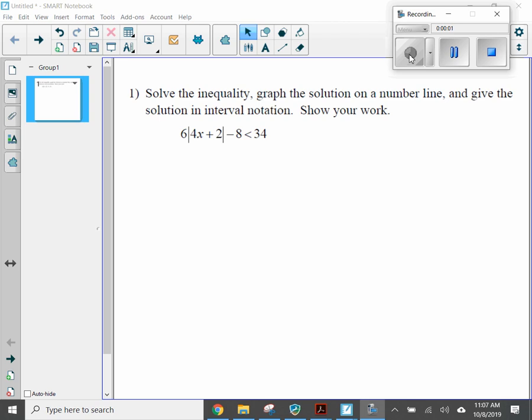To solve the inequality, the main mistake made on this problem was distributing the 6 into the inequality. You really don't want to do that.